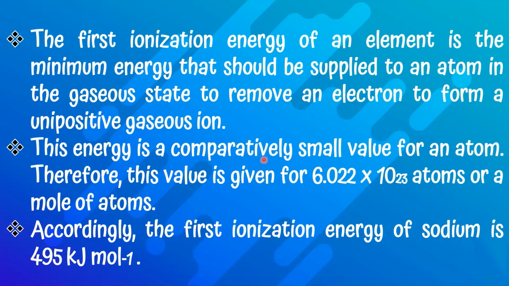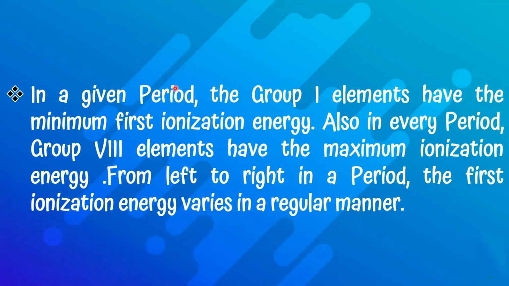This energy is a comparatively small value for an atom. Therefore, this value is given for 6.022 × 10^23 atoms, or a mole of atoms. Accordingly, the first ionization energy of sodium is 495 kJ/mol. In a period, the group 1 elements have the minimum first ionization energy, and in every period, group 8 elements have the maximum ionization energy. From left to right in a period, the first ionization energy varies in a regular manner.